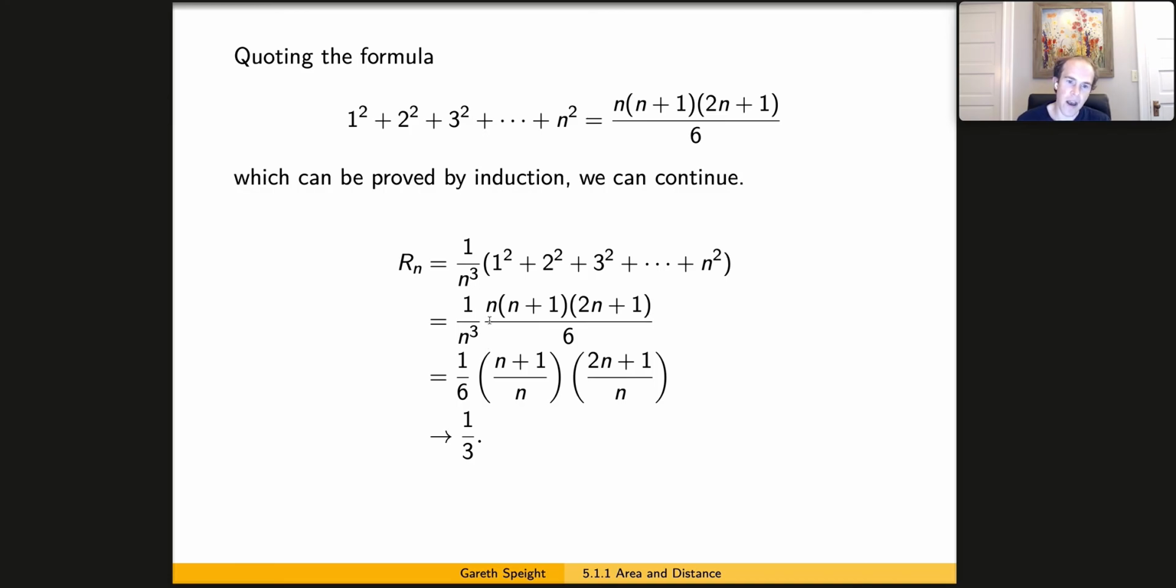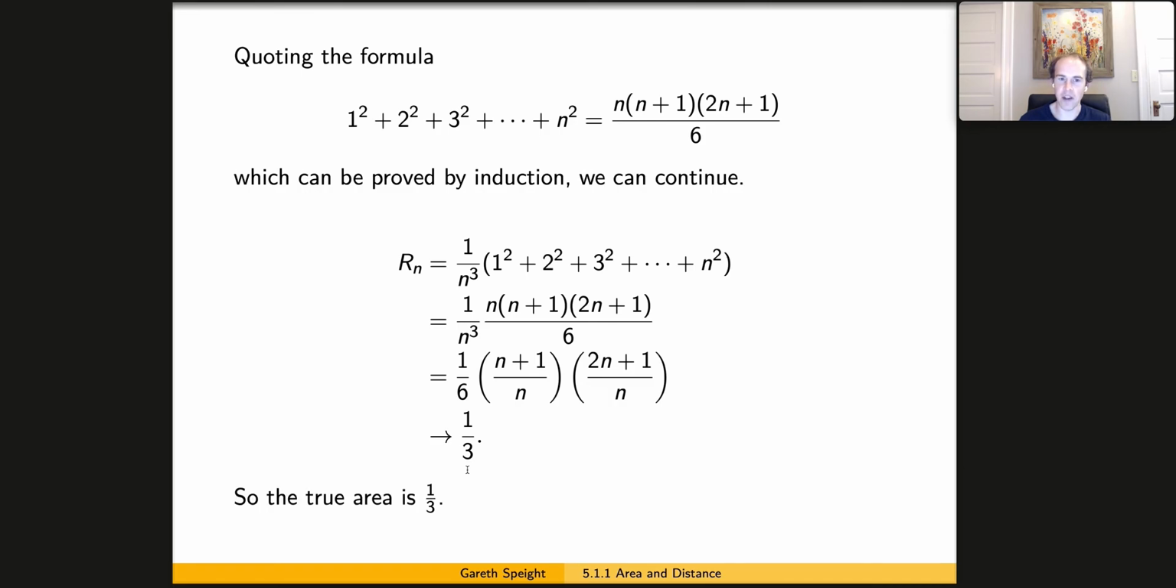So let's simplify. We have n on the top and n cubed on the bottom, so straight away we can cancel one of the n's, and then we're left with divide by n squared. We could rewrite this as n plus 1 divided by n, 2n plus 1 divided by n, and then of course there is a 1 over 6. Instead of dividing everything by n squared, we divide each of these terms by n. Then we take the limit of each piece. We have the 1 over 6, and the second piece we can simplify as 1 plus 1 over n. 1 over n goes to 0, so this goes to 1. The next piece simplifies as 2 plus 1 over n, which goes to 2. So in the end this goes to 1 over 6 times 1 times 2, so 2 over 6, which is 1/3.